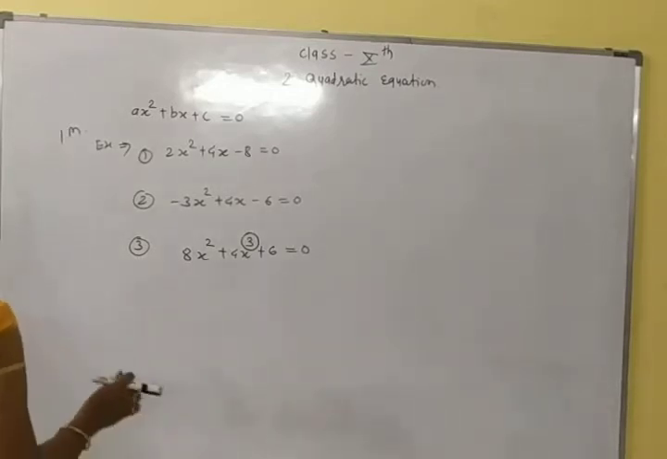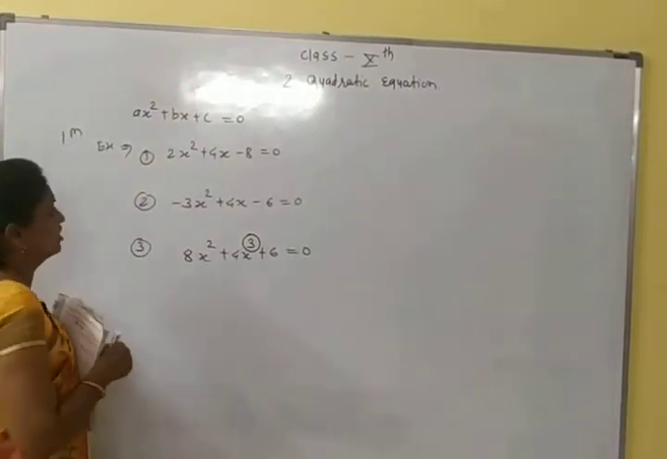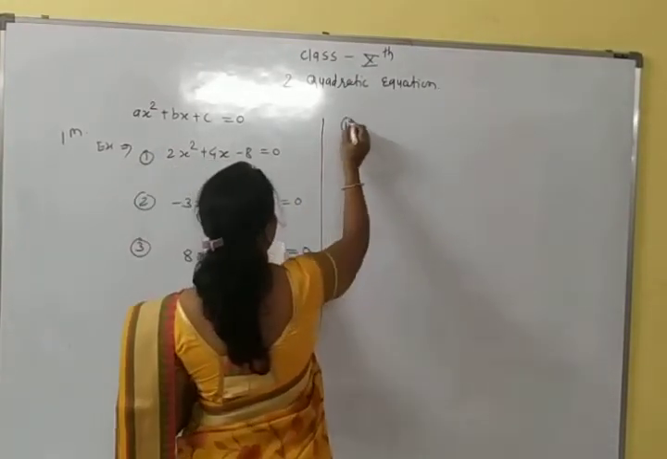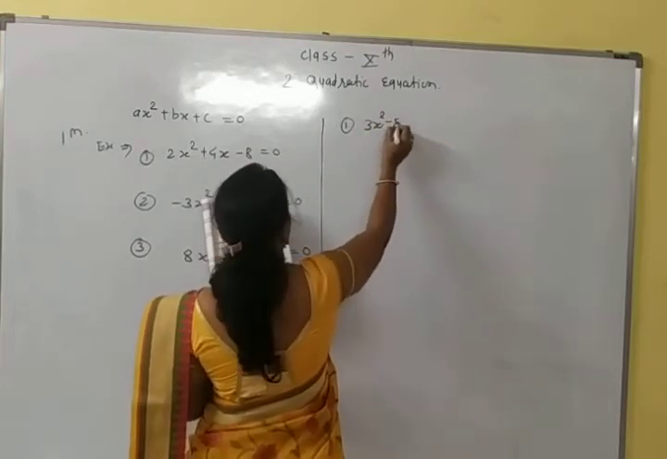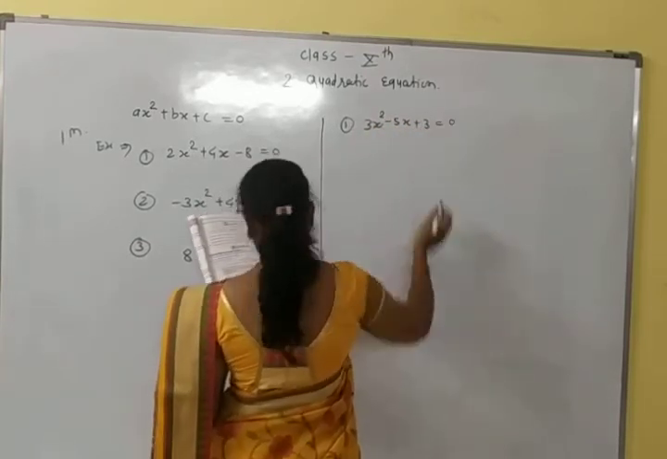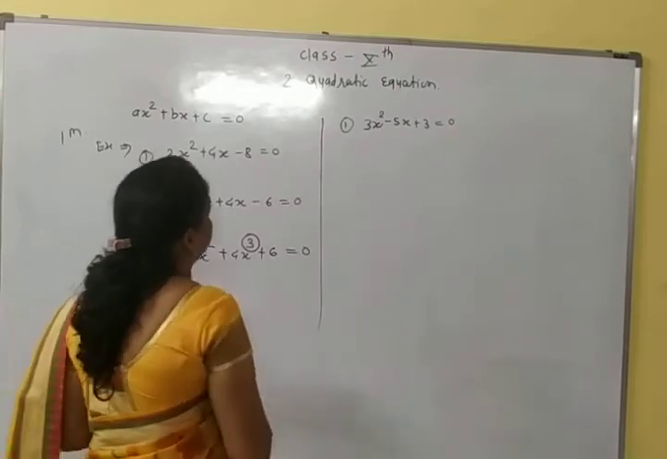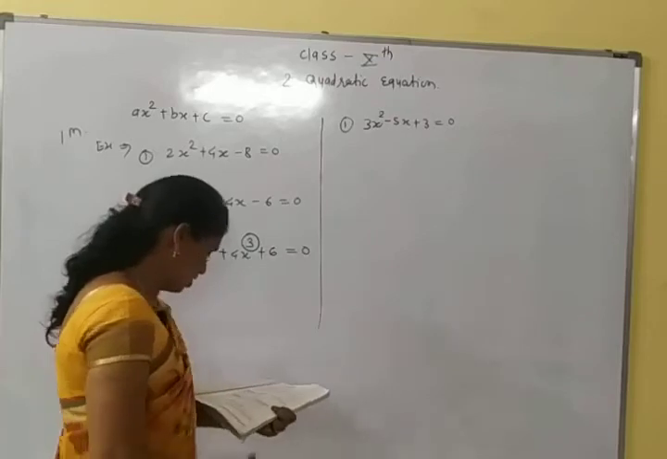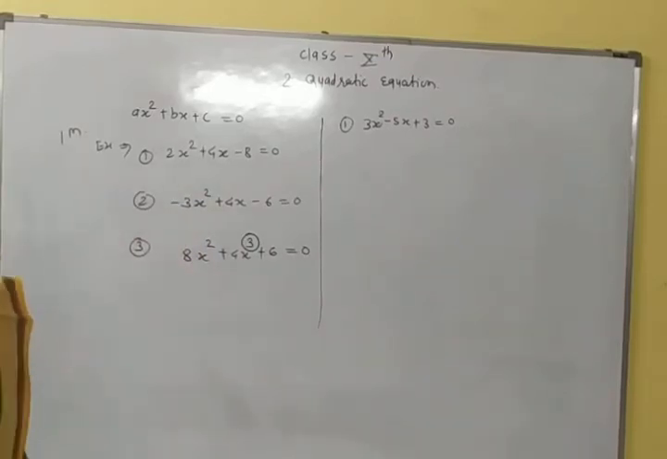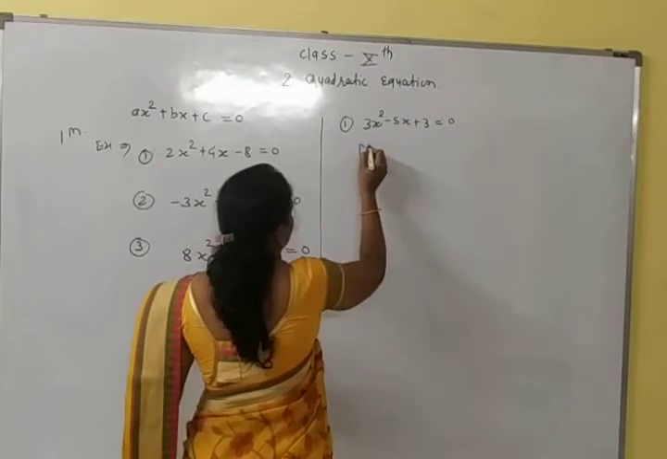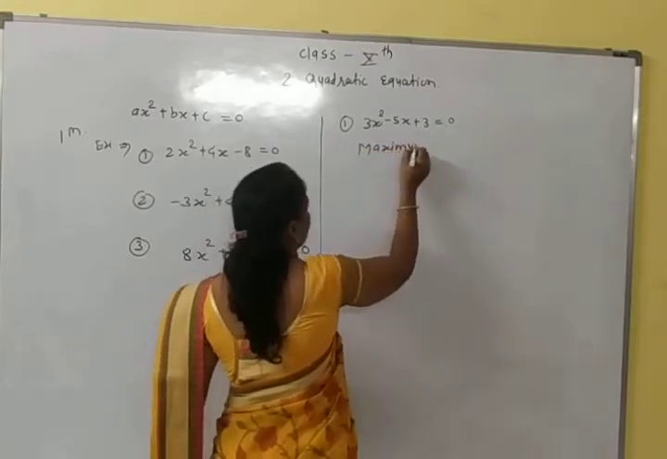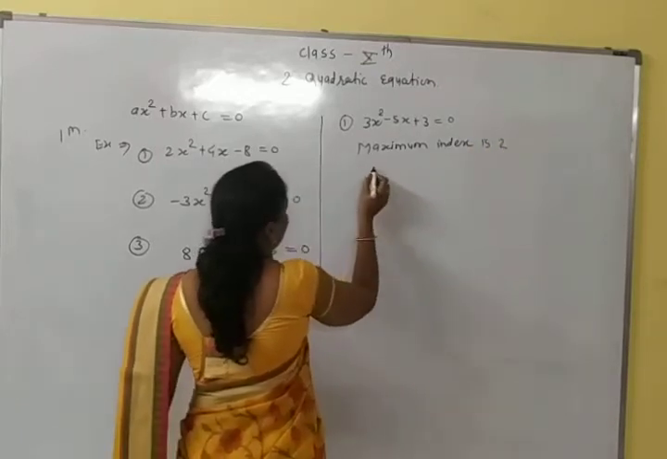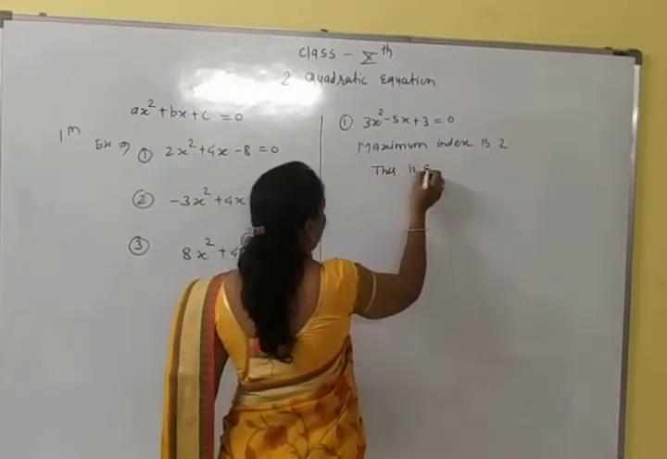Question for 1 mark. Decide which of the following are quadratic equations. First, 3x square minus 5x plus 3 equal to 0. This is a quadratic equation because in this equation the maximum index is 2. Therefore, this is a quadratic equation.